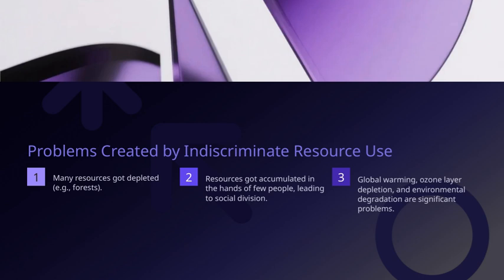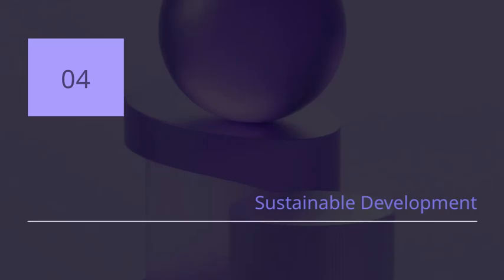All these points highlight how reckless resource use can create serious environmental and social challenges, emphasizing the importance of sustainable practices. Let's now turn our attention to sustainable development, a crucial concept in our overall discussion. Sustainable development is about finding a balance between meeting our current needs and ensuring that future generations can also meet theirs. It's not just about environmental health, but also about social equity and economic stability.